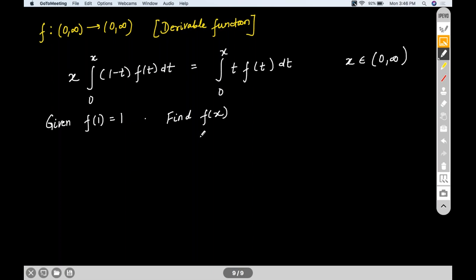All right. Hope the question is clear. So we are dealing with a differentiable function, defined from 0 to infinity, to 0 to infinity, and it satisfies a relation: x times the integral of (1 minus t) f(t) dt from 0 to x is equal to the integral of t f(t) from 0 to x. And we know f(1) is 1. We have to find what the function is in this case.